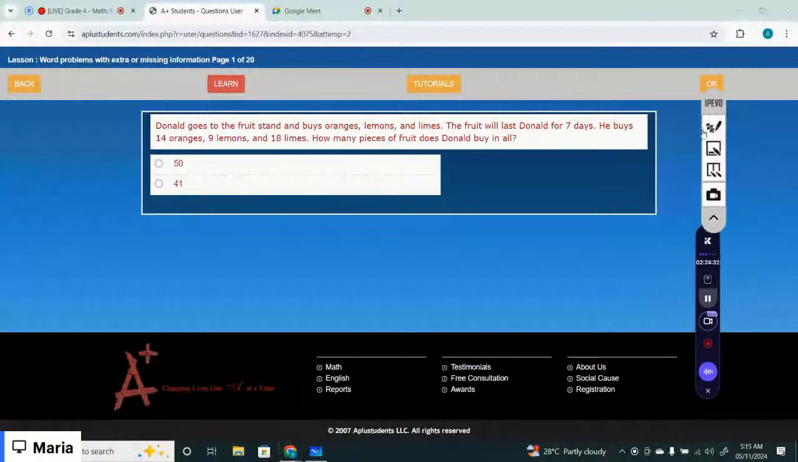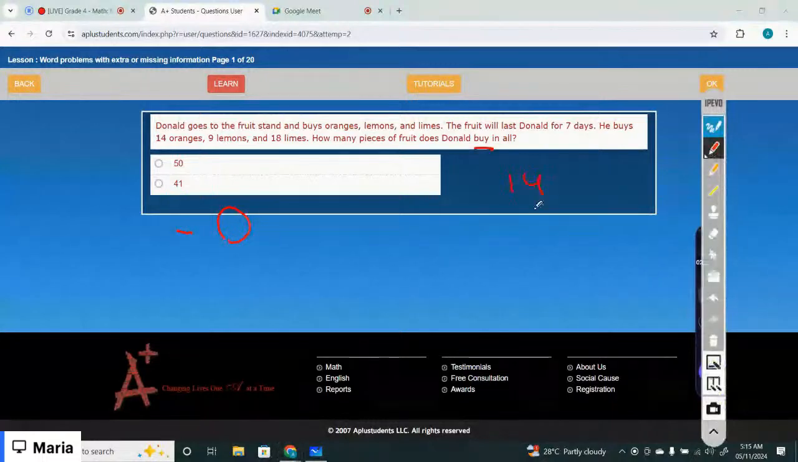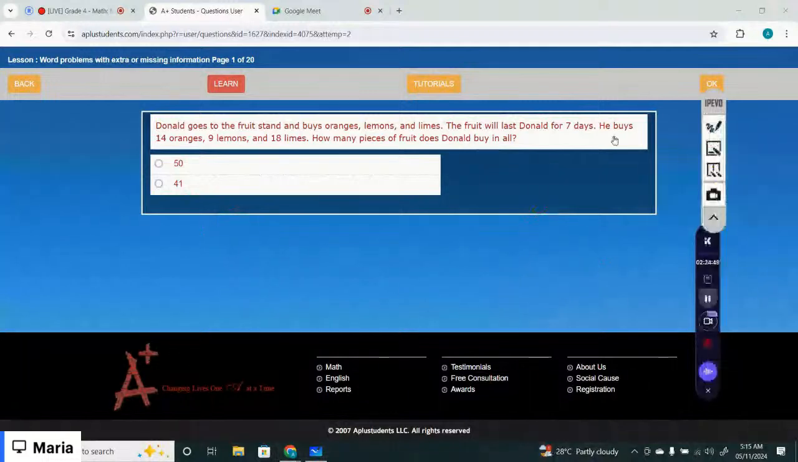So you simply have to add them: 14 oranges, 9 lemons, and 18 limes. Just add them: 17, 18, 19, 21. So that means he buys 41 pieces in all. The correct option is 41. Option number 2 is the correct option.